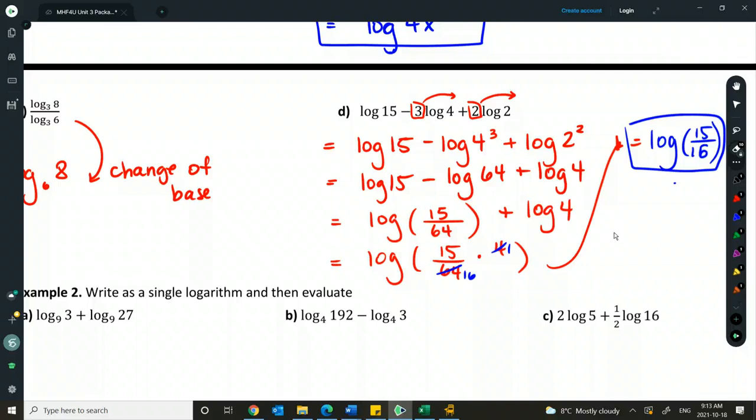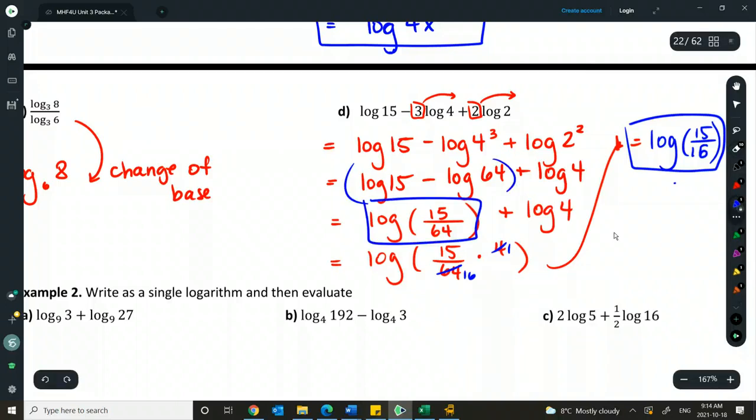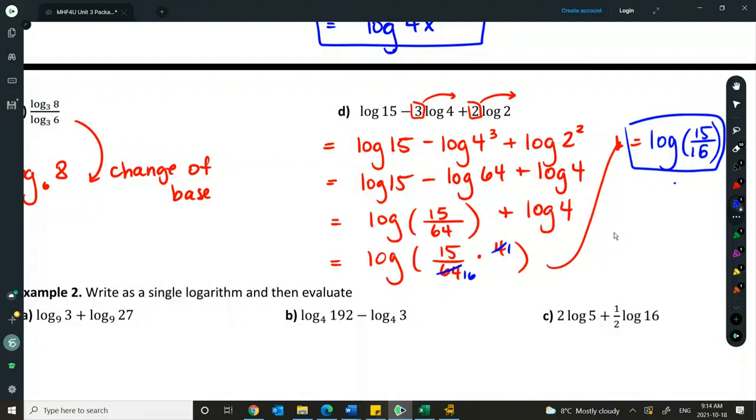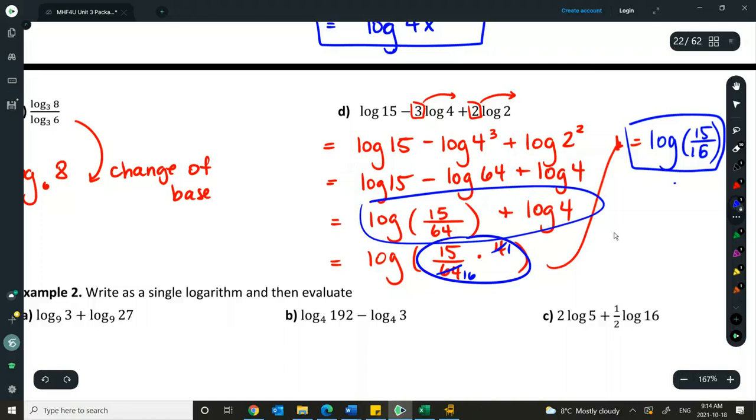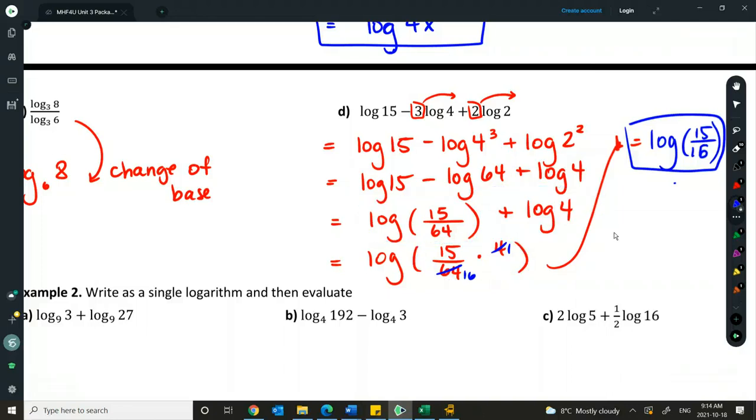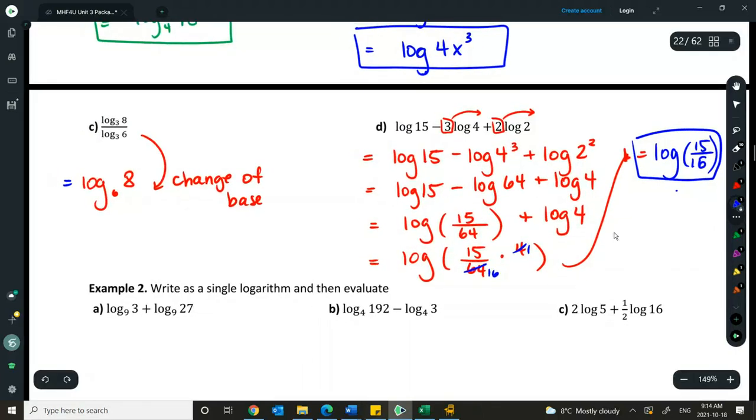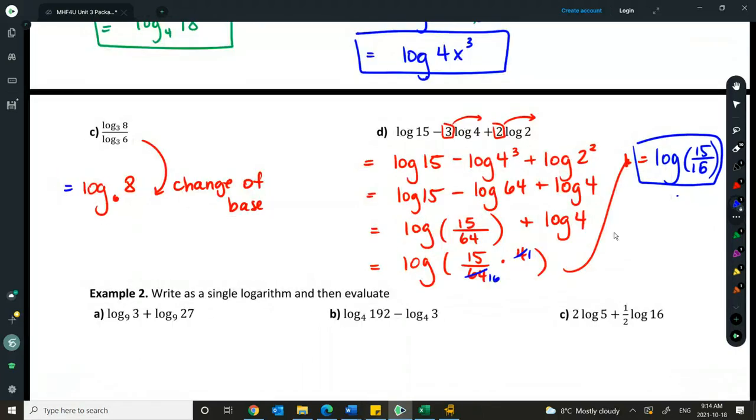Okay, so 3 laws at work here. First one is power law, where we bring the multiples up as exponents. Second one we did was quotient law, where we wrote the subtractions as divisions. And then product law, where we write the additions as multiples in here. Can I clarify anything so far? I know that there are a lot of rules at work here, so let me know if I can help with anything. It will take a little bit of practice to get used to using all these rules.